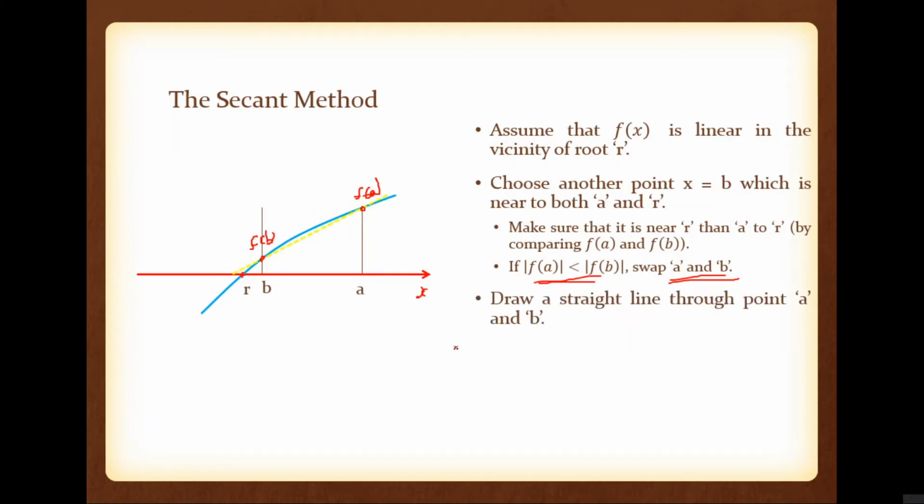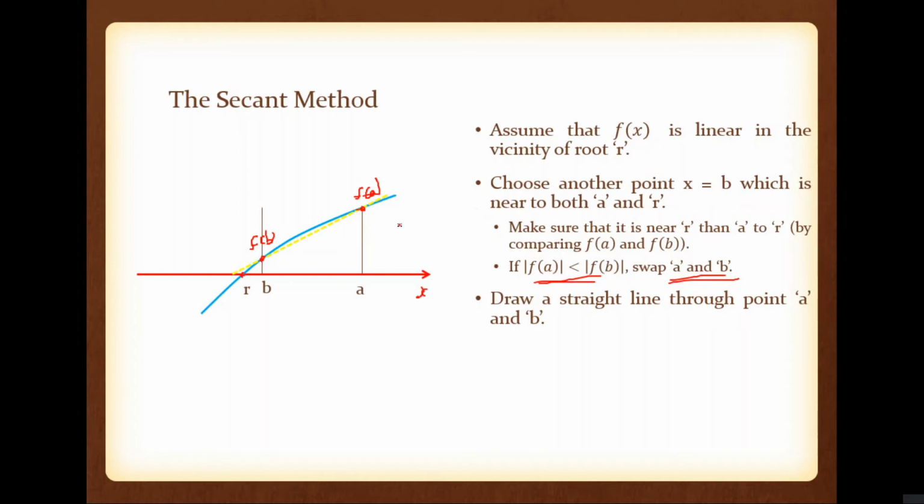Now draw a straight line. You can see the yellow color here. Draw a straight line through point A and point B. These are two points: this is the point A comma f of A, and this is the point B comma f of B. Through these two points, a straight line is drawn.